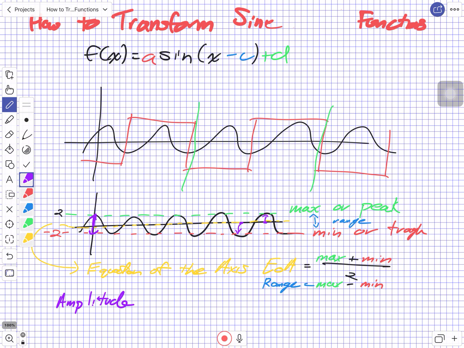I'll talk about how the amplitude relates here. I should have used better colors that match back to our equation a little nicer. Amplitude is the difference from the top to the bottom, and there's two ways to calculate amplitude. It can be the max minus the equation of the axis, or you can have the equation of the axis subtract the minimum. It's technically the exact same thing. You're just finding the difference between those values, okay? All little formulas that help with the idea of periodic functions or sinusoidal functions.